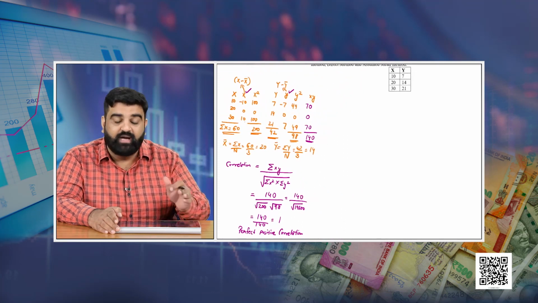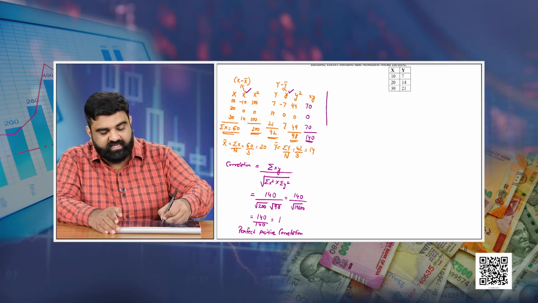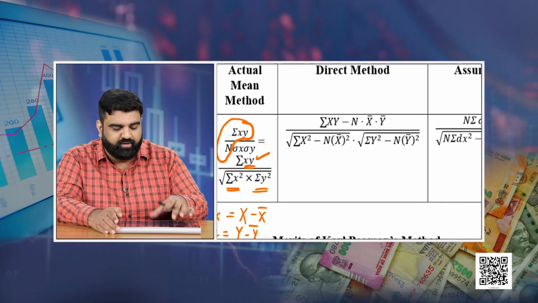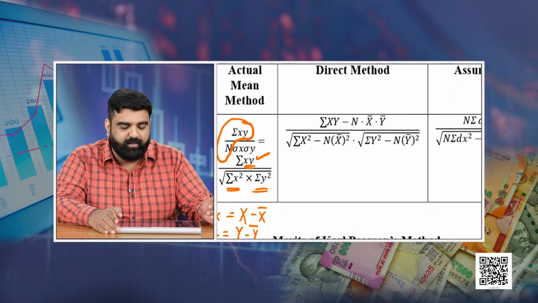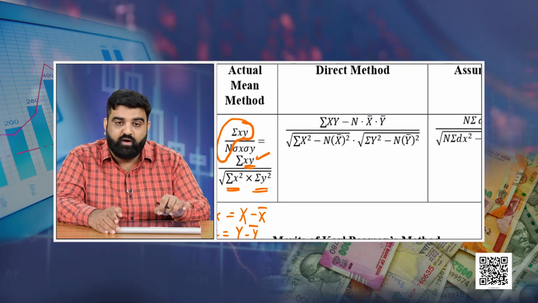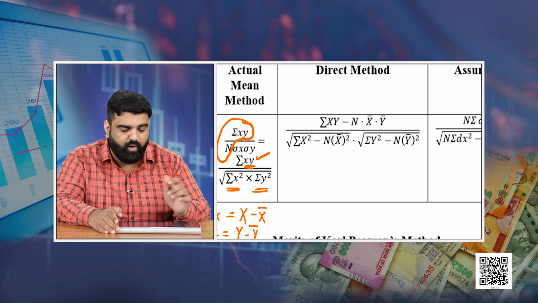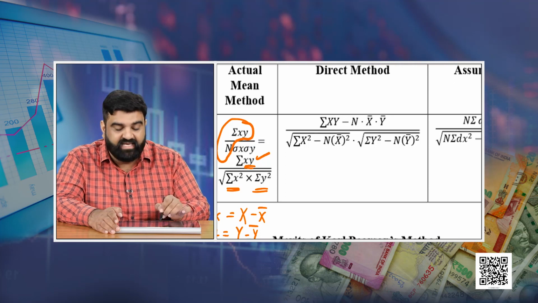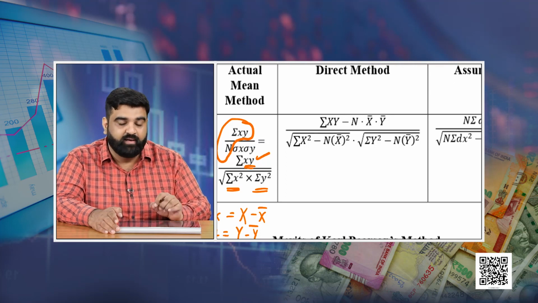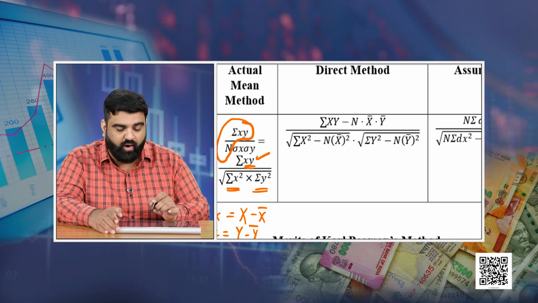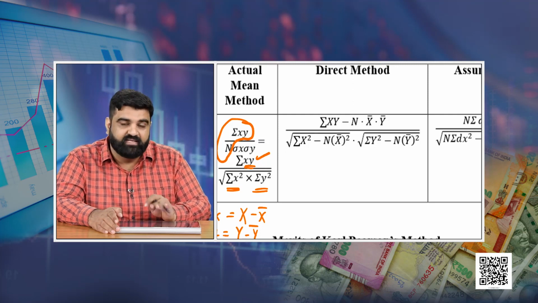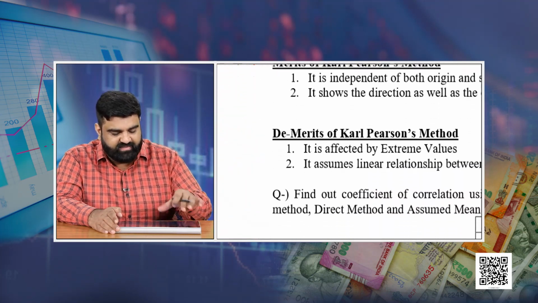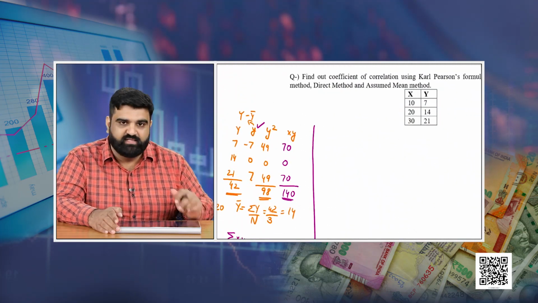Now, let us move on to our second method, which is the direct method. So, let us first see the formula to this. We have sigma xy minus n mean of x multiplied by mean of y upon square root of sigma x square minus n mean of x the whole square multiplied with the square root of sigma y square minus n the mean of y square. So, let us do this question using this formula.